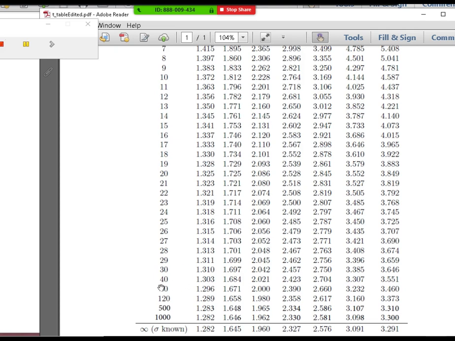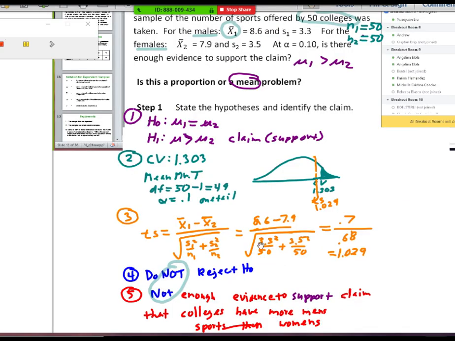So 49 is between 40 and 60. We always have to round down, right? So then we'd use the one for 40. 1.303, that's my critical value. 1.303, great. So I'm going to mark it in here. Critical value is 1.303, shade to the right, from my little picture, put in my critical value. Now my test stat.